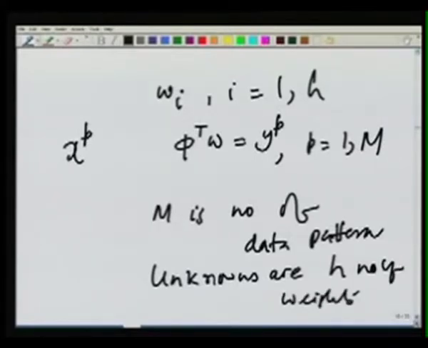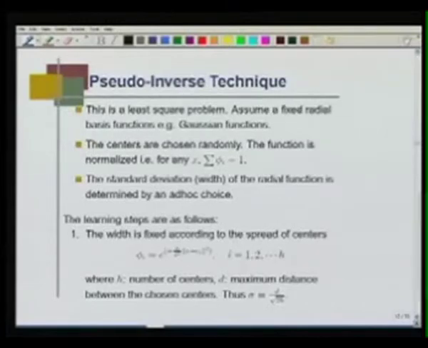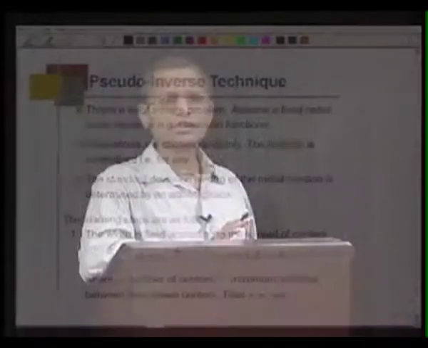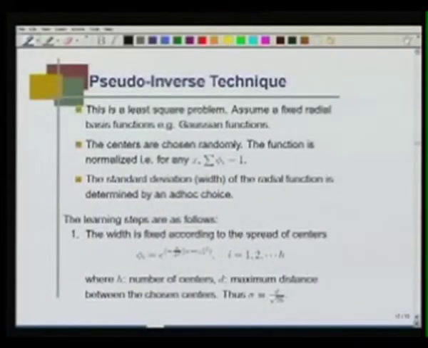So, obviously, normally the data patterns are many, and h is much less than M. Okay. So, in a sense you have more equations and fewer unknowns. So, we can easily find a least square fit. That is the objective here. So, this is a least square problem. Assume fixed radial basis functions, Gaussian functions. So, we assume that all the radial centers in the hidden units are Gaussian functions. The centers are chosen randomly, as I said. The standard deviation of the radial function is determined by an ad hoc choice.